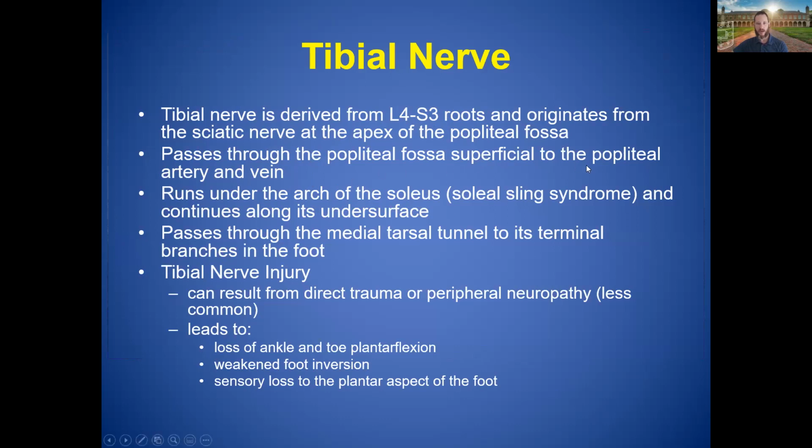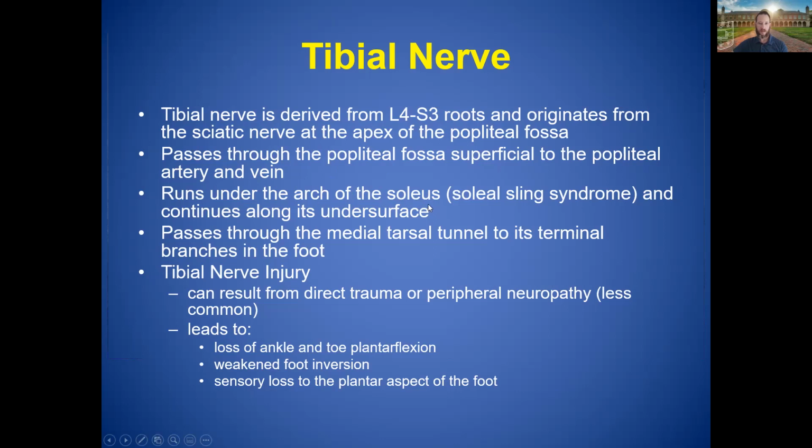Simply locate the popliteal artery and vein, viewing the popliteal fossa from the posterior aspect, and the tibial nerve from that view will be superficial to those great vessels. As it moves distally, it passes between the medial and lateral gastrocnemius and then dives deep through the arch of the soleus to then run deep to the soleus.